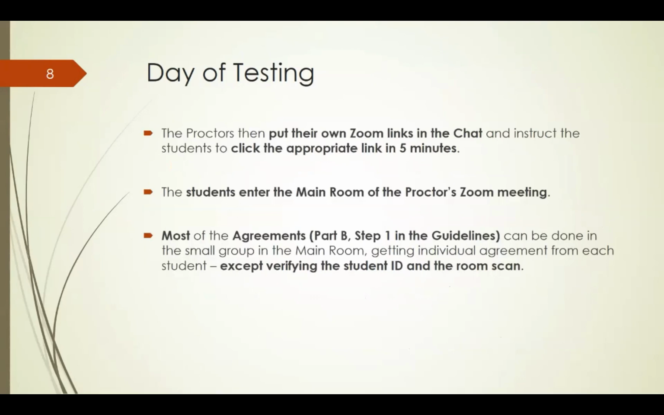The proctors then put their own Zoom links in the chat and instruct the students to click the appropriate link in 5 minutes. The students enter the main room of the proctor's Zoom meeting. Most of the agreements, Part B, Step 1 in the guidelines, can be done in the small group in the main room, getting individual agreement from each student, except verifying the student ID and the room scan.